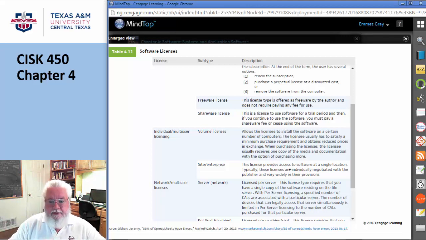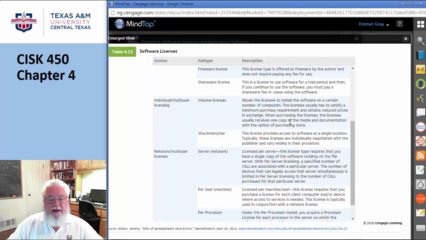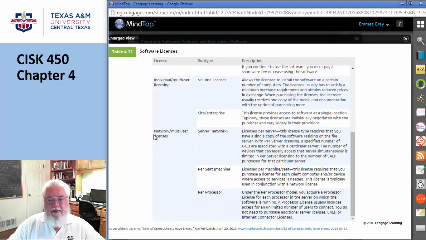The other one is called concurrent licensing, which means I don't care how many times you have it installed, and I don't care how many people you have, but you can't have more than 10 people using it at the same time. That's a concurrent license. And then you have server and number of seats. Seats is how many machines. And then there's a weird one that talks about per processor.